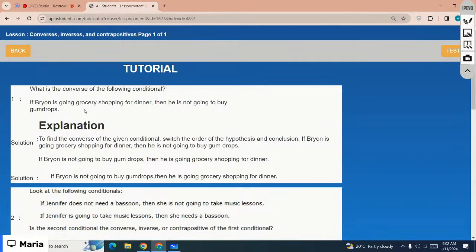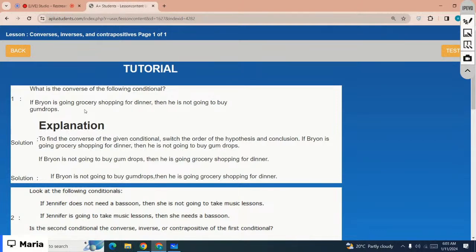What is the converse of the following statement? If Brian is going grocery shopping for dinner, he is not going to buy gumdrops. So to find the converse of the given conditional, switch the order of the hypothesis and conclusion, right? So it is, if Brian is not going to buy gumdrops, he is doing grocery shopping for dinner, right?